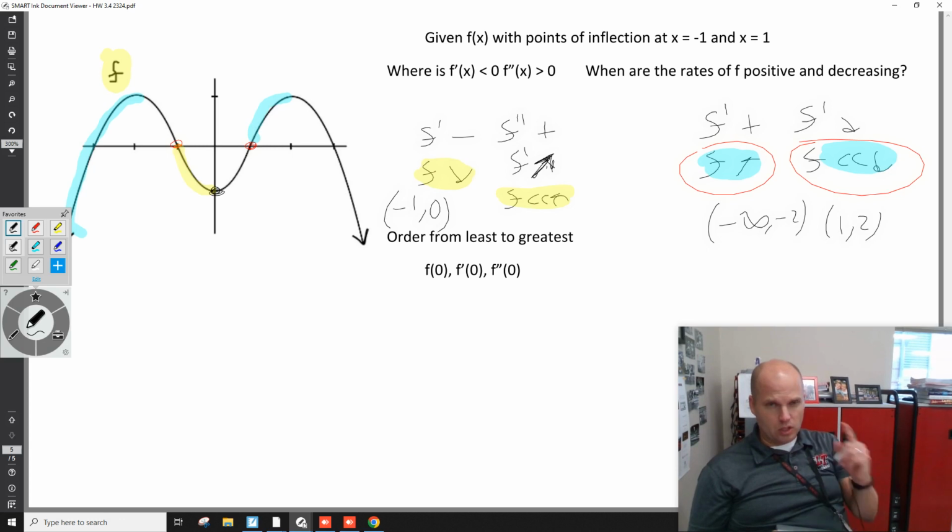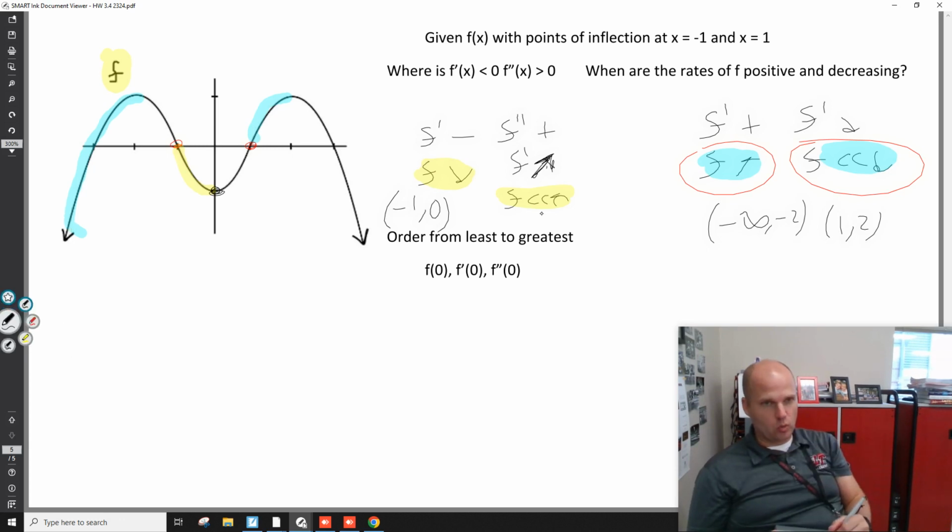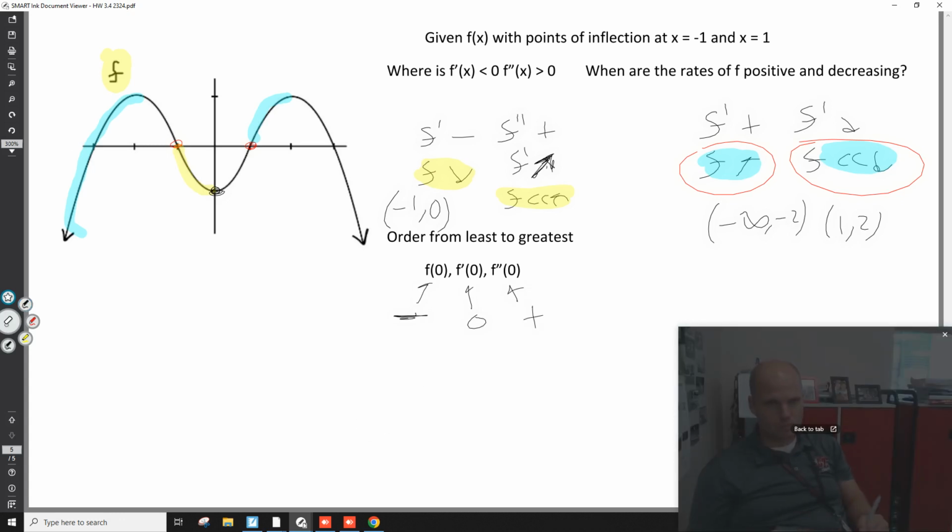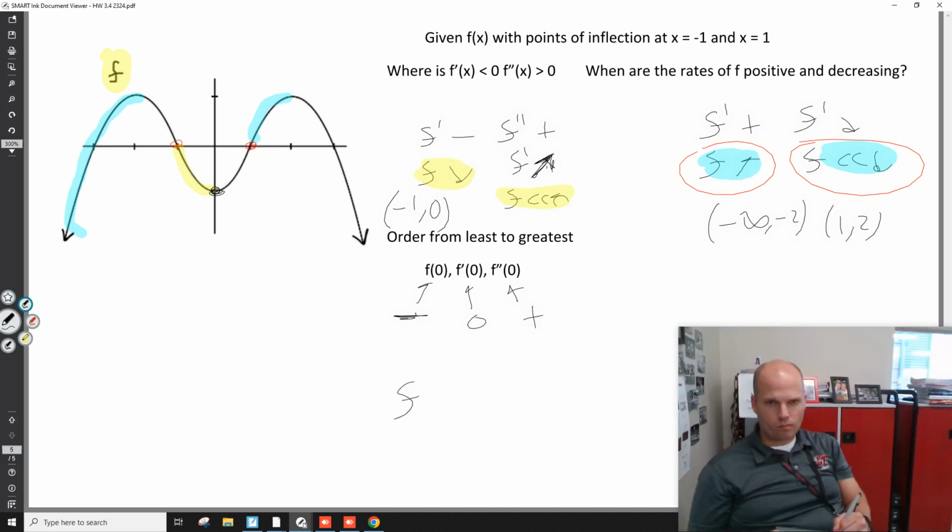Y value, slope, and curvature. The y value is negative. The slope is 0. The curvature is positive. So the y value is less than the slope, which is less than the curvature.